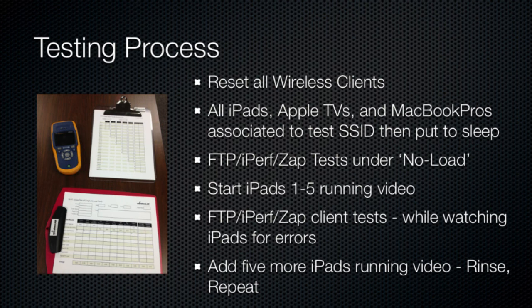The 2.4 is 2.4 only. The 5 gig is 5 gig only. And the test SSID was for band steering. We ended up with all the access points and all the MacBooks all went to the band steering one. We didn't actually use the 2.4 or the 5 gig in this round of tests.